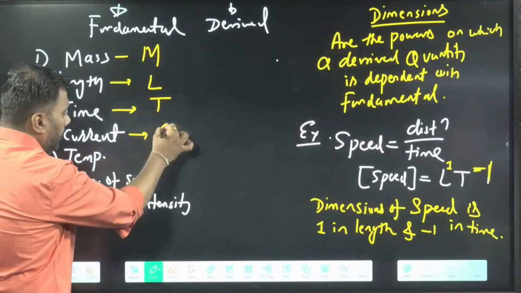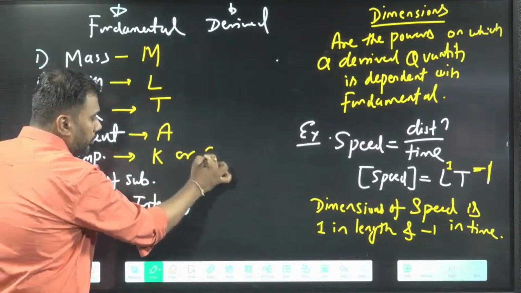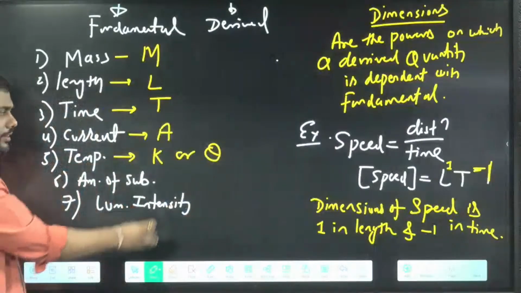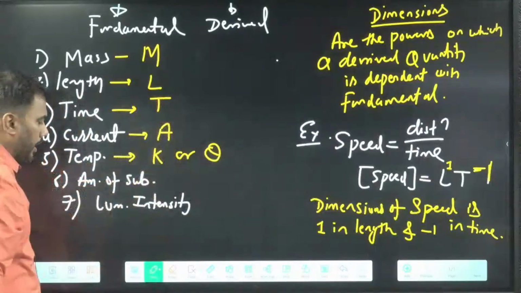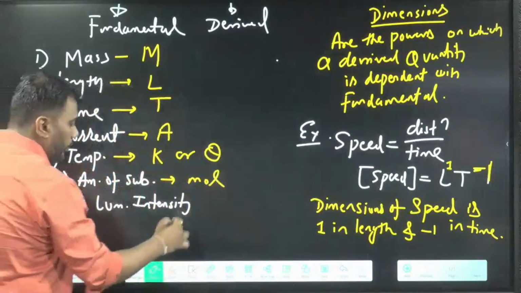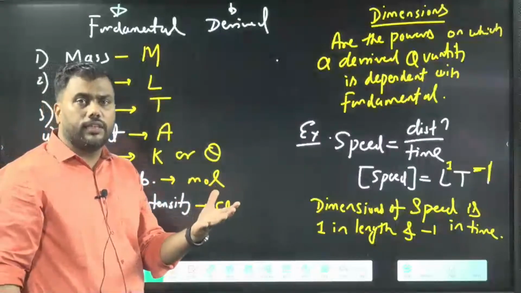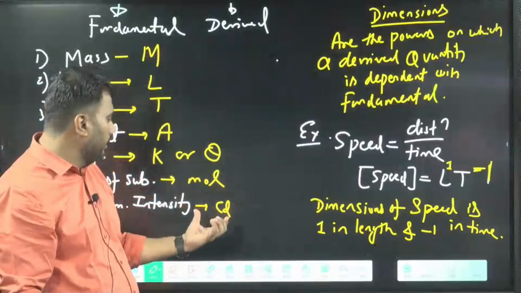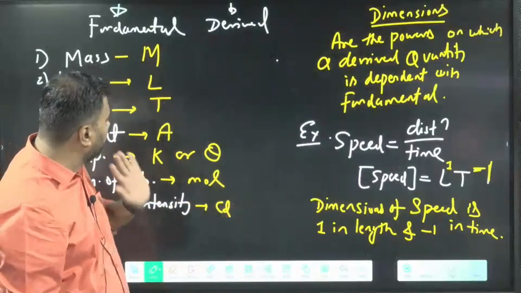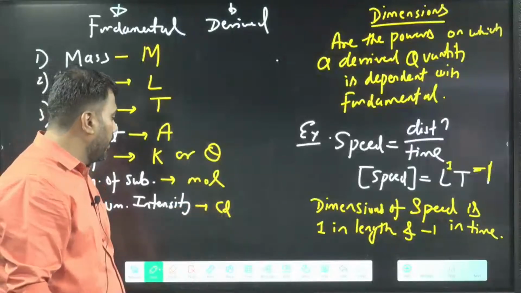For current, generally A is used. For temperature, K, and some books also use theta. Amount of substance, usually I write by mole. Luminous intensity by candela. Luminous intensity is not in our syllabus, and no question will be asked regarding this. So we will require these 6 physical quantities predominantly, but we should know the symbol for candela.